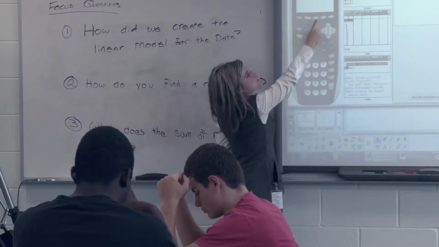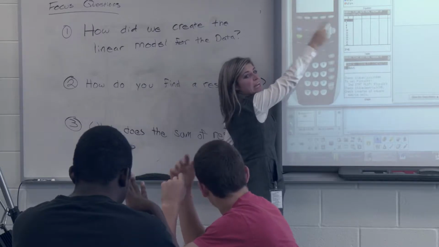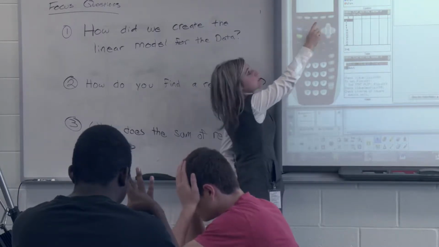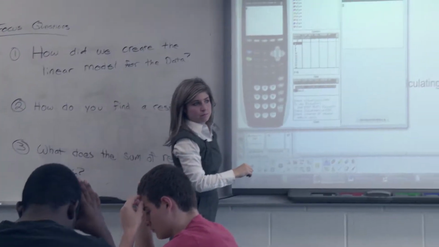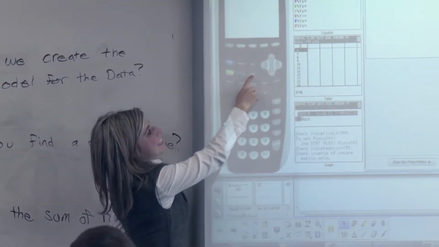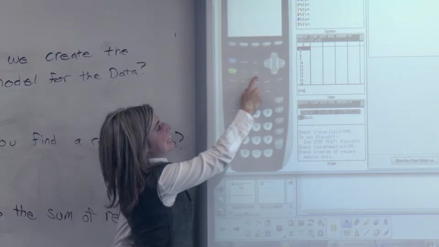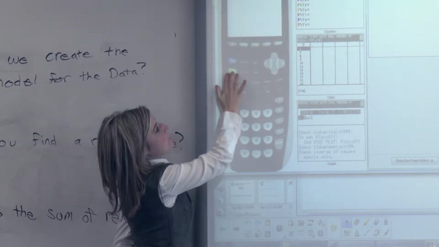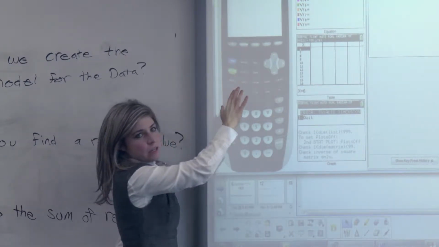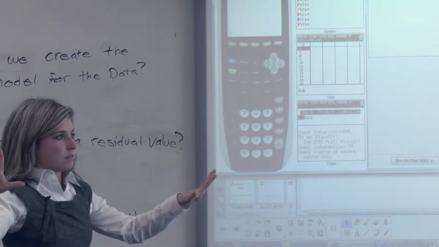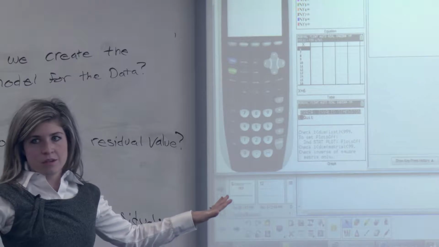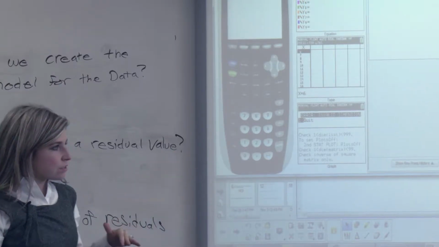Another important button is the zoom. That is another gray button. Notice the zoom is not in blue, so you don't have to press the second button first. Another important button is stat. Stat is two away from the alpha button, which is in green. So have we just identified where those buttons are? Yes. Okay. So now I'm going to hand out the directions.